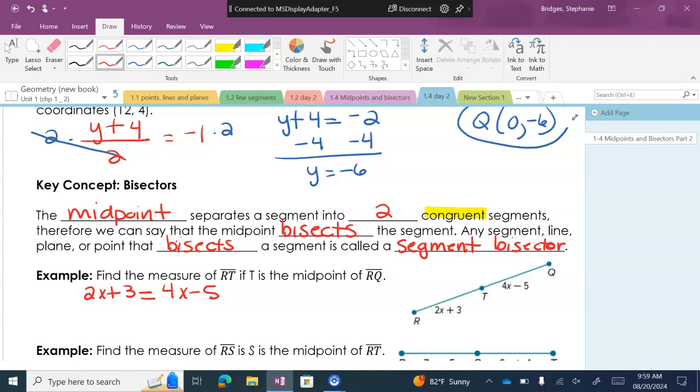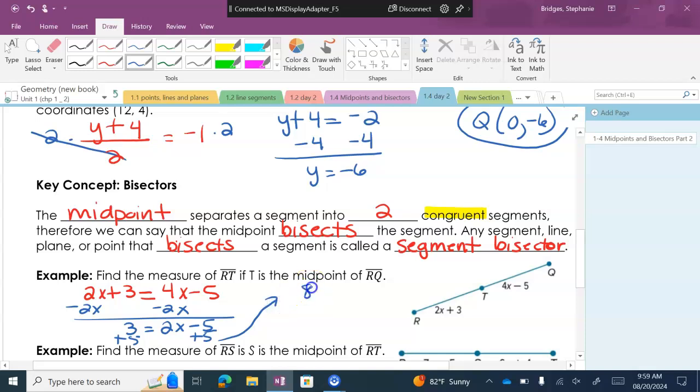Did we get a value for x? Yes, no, maybe. I'm going to subtract my 2x over. 4x minus 2x is 2x. I'm going to add my 5. Running out of space. So that's going to give me 8 equals 2x. So what is x going to equal?